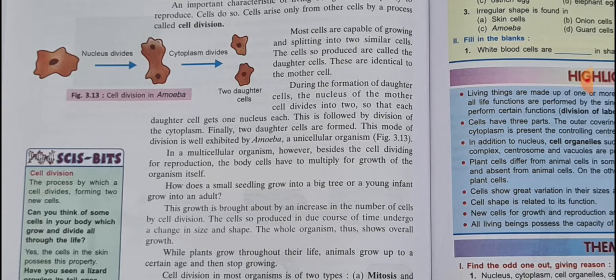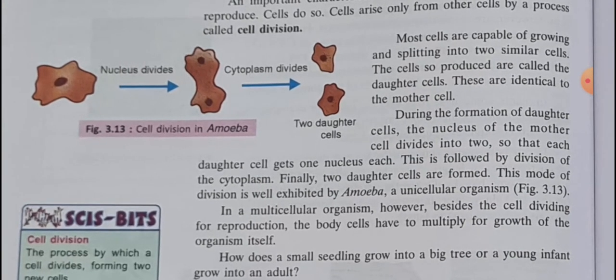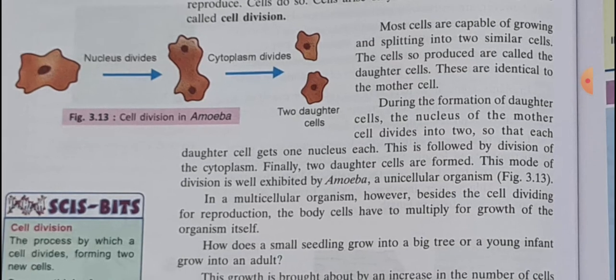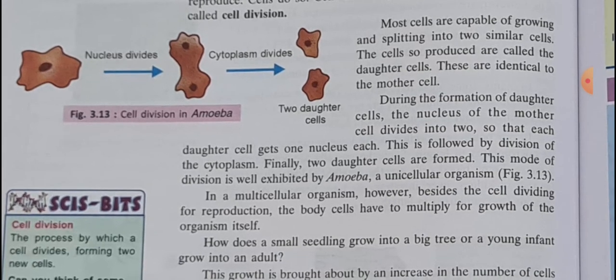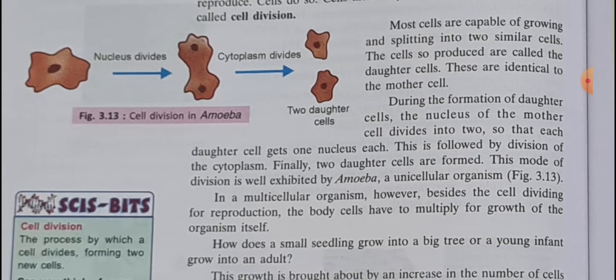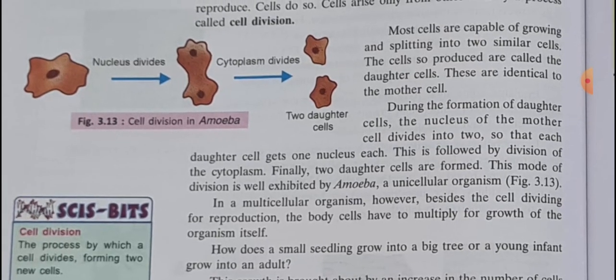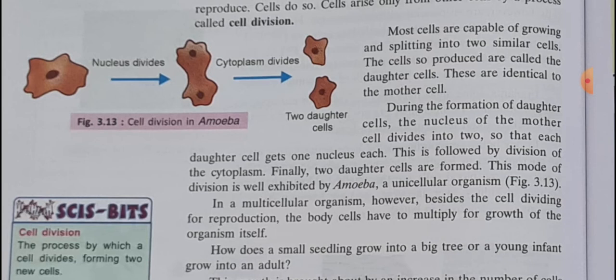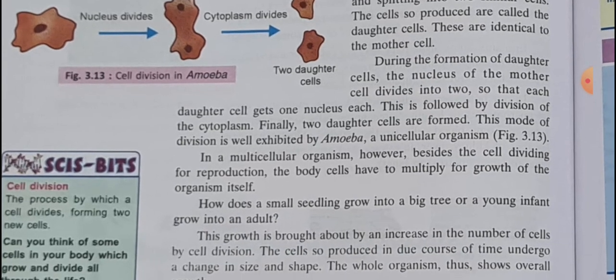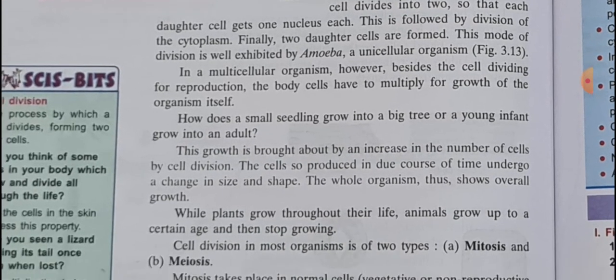The cells so produced are called daughter cells, as shown in this diagram, and these are identical to the mother cell. During the formation of the daughter cell, the nucleus of the mother cell divides into two so that each daughter cell gets one nucleus each. This is followed by division of cytoplasm. So during the division, firstly the nucleus divides into two, then the cytoplasm. Finally the daughter cells are formed. This mode of division is well exhibited by amoeba, a unicellular organism.